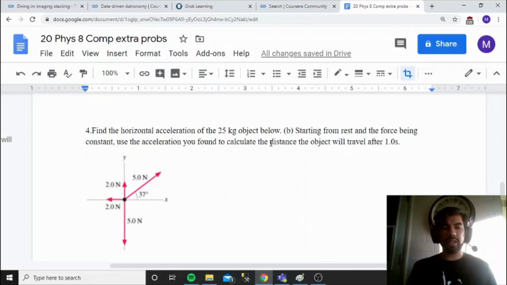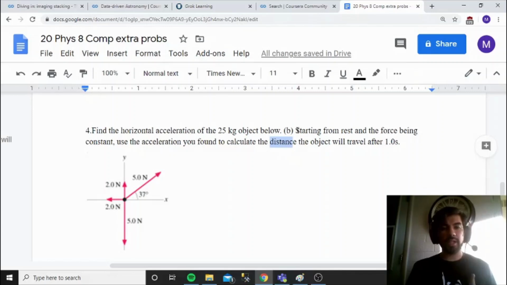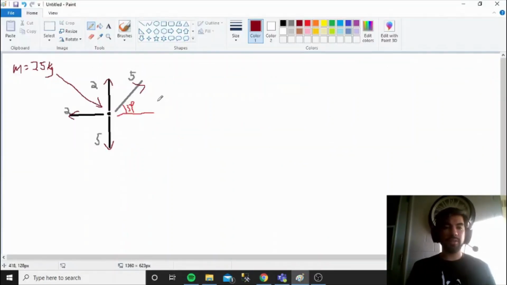Find the distance, okay? So I need to find the distance, but I need to find the acceleration first. To get the acceleration, I need the force, and I have the mass. So before we even try to find the distance, let's find the force, okay? So this is going to be challenging. Let's see if we can add them all up together.